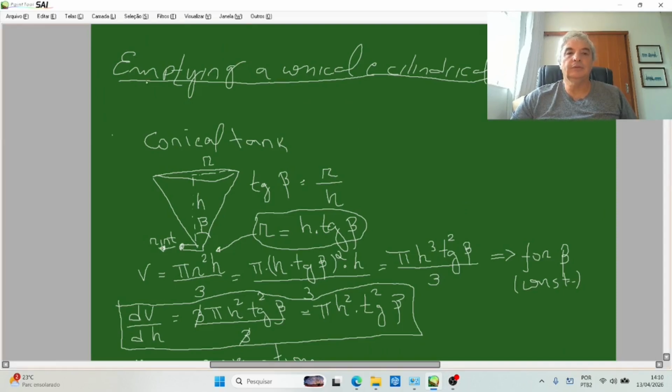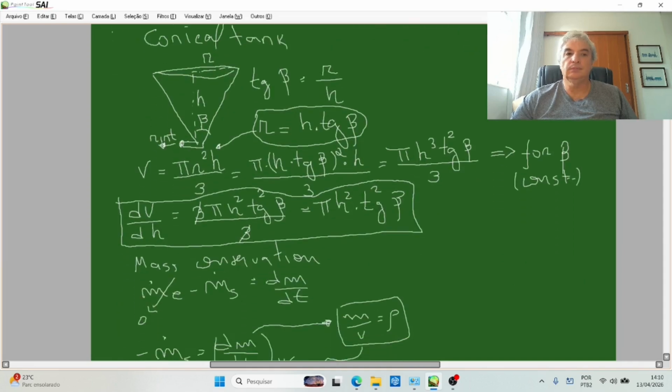Let's study the displacement of a conical and cylindrical tank. The model of the conical tank: we can observe the radius, the height, and the angle beta. The tangent of beta is the radius over the height. Therefore, r is h tangent of beta.